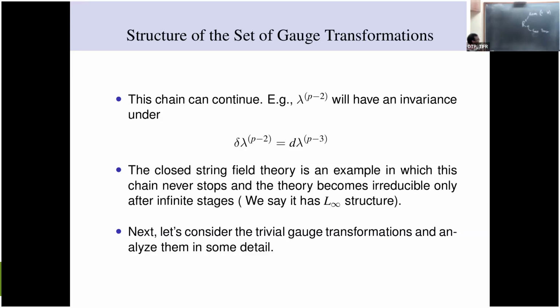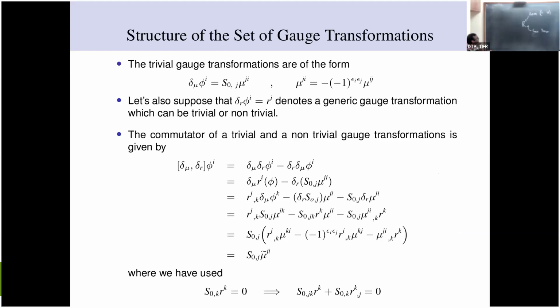So this is the general structure we can have for non-trivial gauge transformations. Now let's consider the trivial gauge transformations and analyze them. The trivial gauge transformations take this form: delta phi^i is proportional to the equation of motion, S_{,j}, times mu^{ji}. I am changing the notation, instead of T, I'm calling this mu. And mu^{ij} satisfies this antisymmetric property.